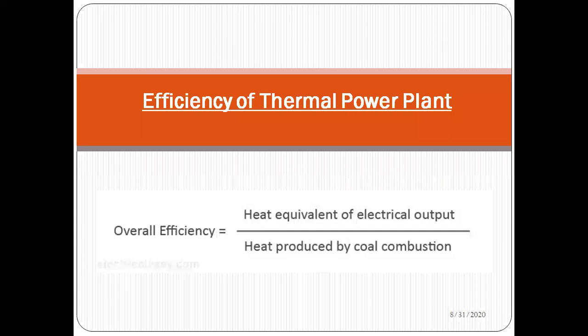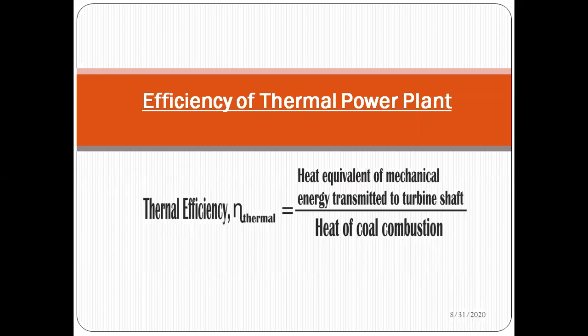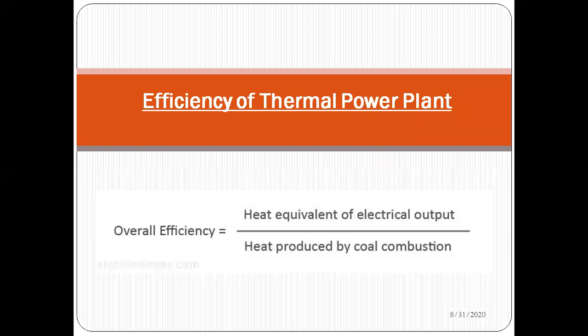But the overall efficiency means the ratio of the heat equivalent of the electrical output to the heat produced by the coal combustion. So you can say that the thermal efficiency is calculated between the boiler and the steam turbine, whereas the overall efficiency is calculated between the boiler and the generator. So there are two types of efficiencies in case of a thermal power plant: one is called the thermal efficiency and another is called the overall efficiency.